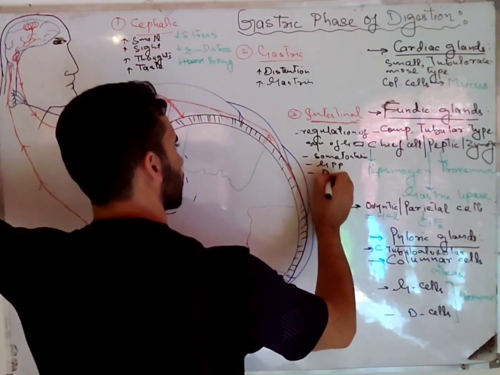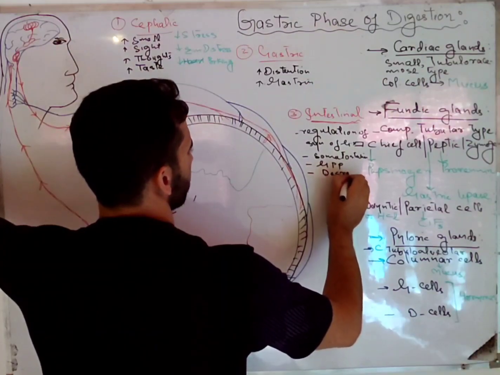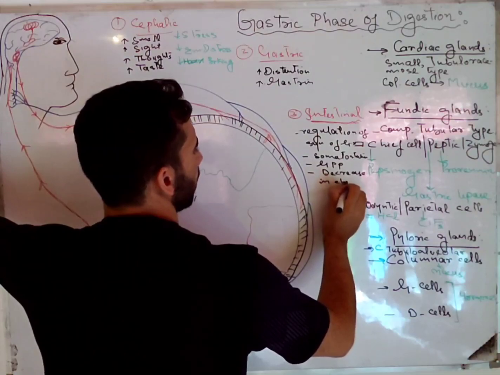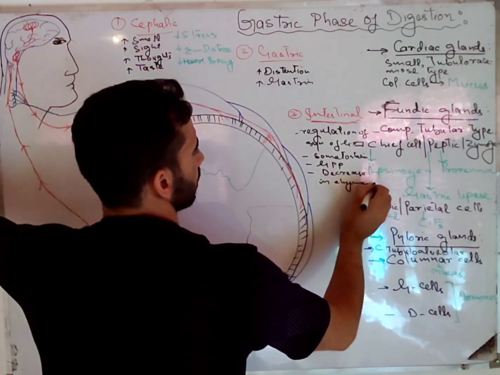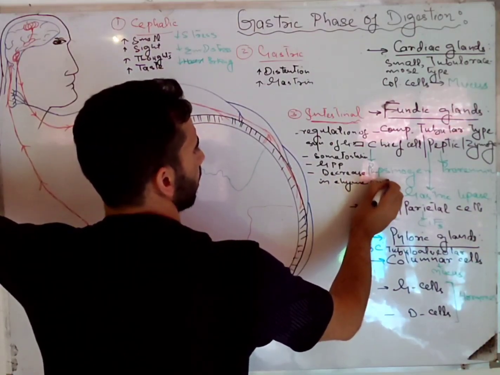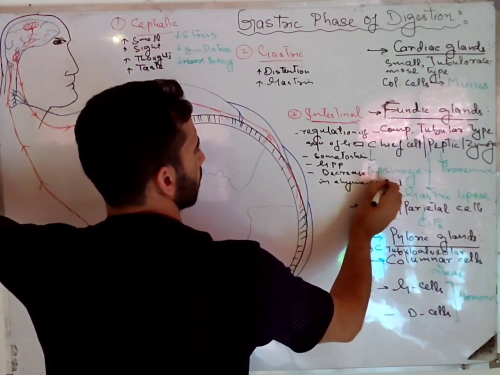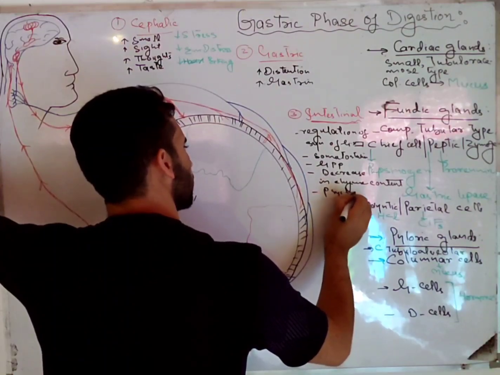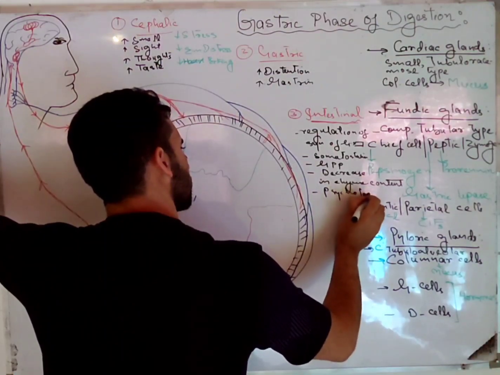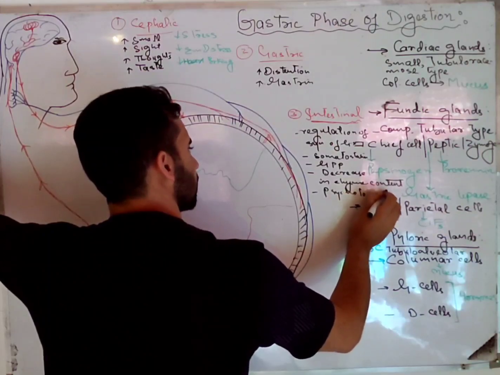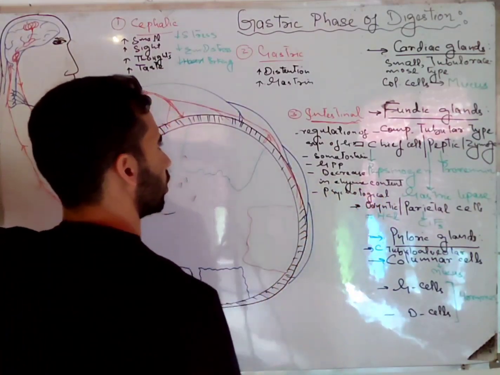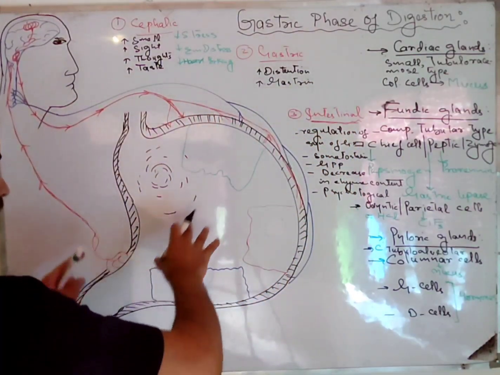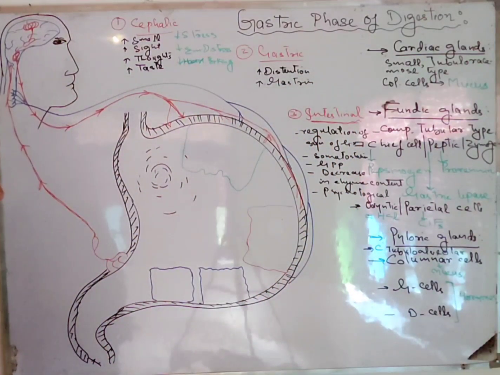Like decrease in chyme content, and some psychological factors are also there. Some psychological factors are also responsible for the intestinal phase or regulatory phase of the gastric secretion.